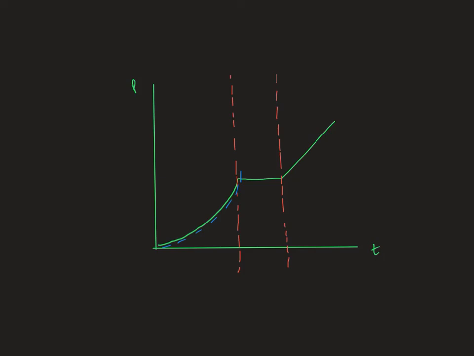Okay? And then this last piece, this one should be pretty easy. You're seeing this constant slope, and it's positive. This means we're moving at a constant velocity in the positive direction.